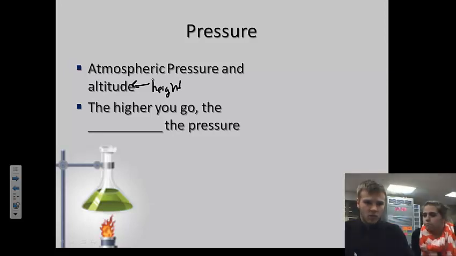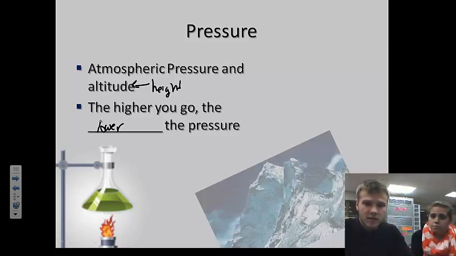So the higher you go, what happens to air pressure? I'm thinking it's going to get a little bit less. It gets less. It's tough to breathe the higher you go, and if you lived in the mountains, you would know that. But luckily we're near sea level. So the higher you go, the lower the pressure. And we've got something to look at that.